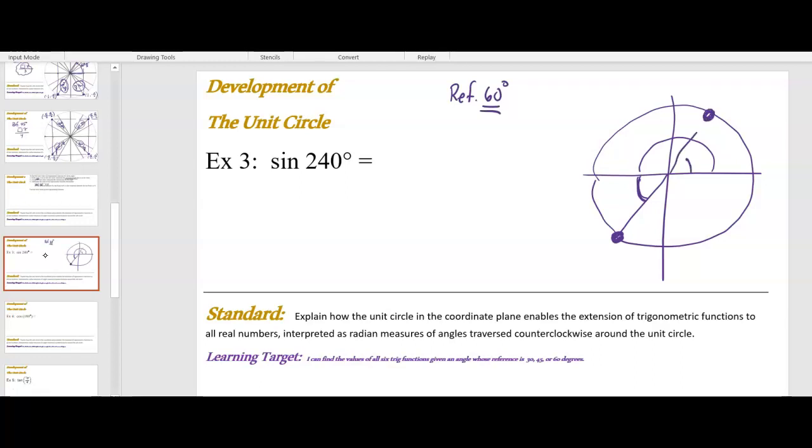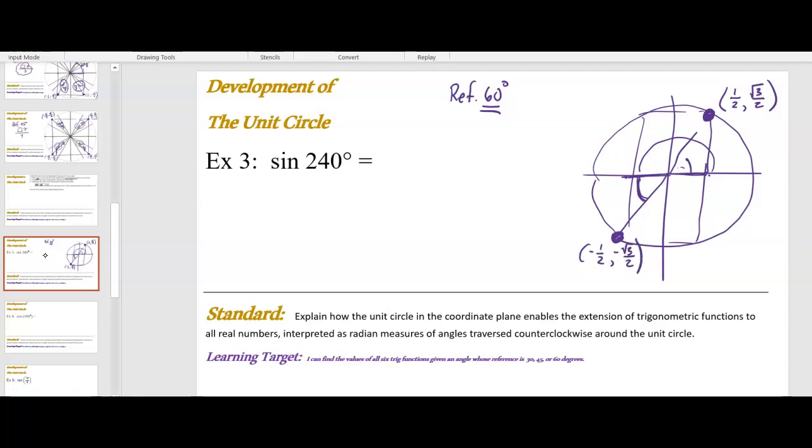60 degrees lives about there, and those coordinates are 1/2 and root 3 over 2. So if 60 degrees has a point at 1/2 and root 3 over 2, then my little rectangle is going to be third quadrant: negative 1/2 and negative root 3 over 2.